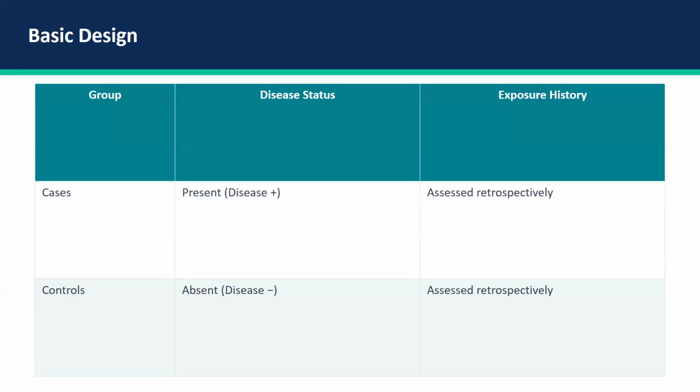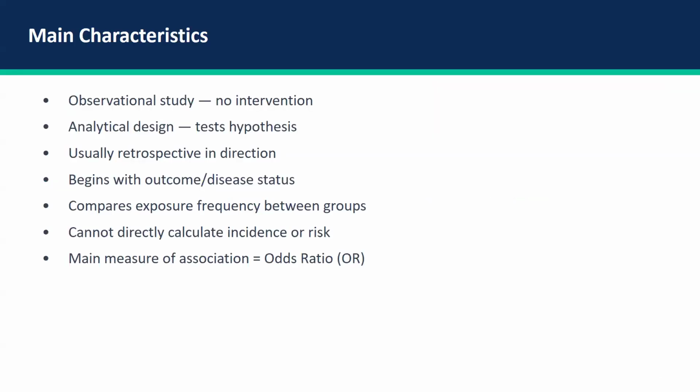So this is the basic study design where the disease status is present in the cases and absent in the controls, and exposure history is assessed in both of the groups retrospectively.